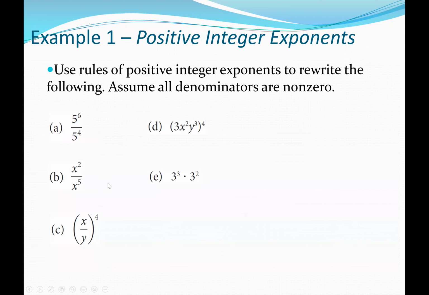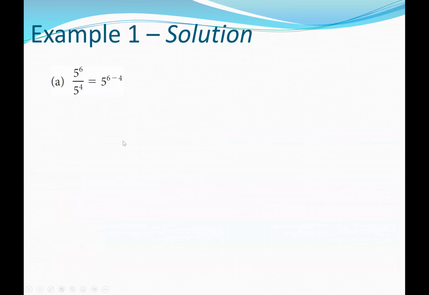So now let's apply the properties or the rules of exponents here. First question, we have 5 to the power 6 divided by 5 to the power 4. So this means we are going to subtract the exponent 4 from the exponent 6. So our answer will be 5 to the power 6 minus 4, which will give us 5 to the power 2, or we can write 25.